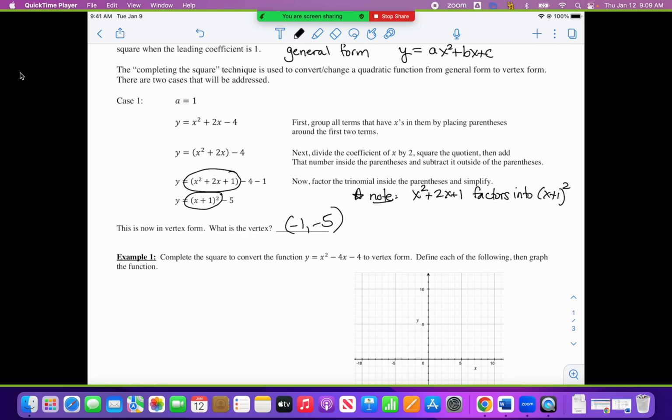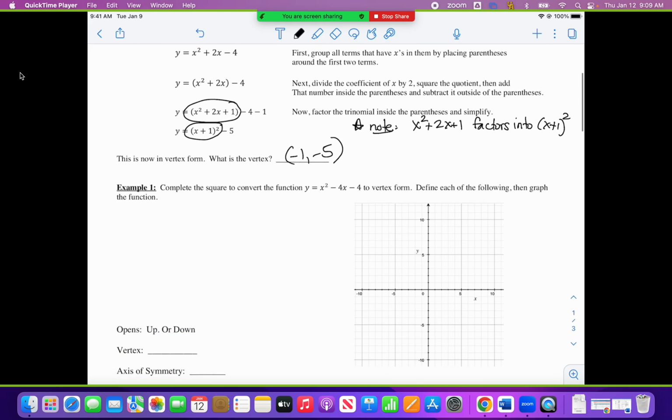So this is why I had you practice this the last 2 nights. This is the first term squared. X times 1 doubled is 2x, 1 squared. Okay, and it has a special name. It's called a perfect square trinomial. All right, so here we go now.